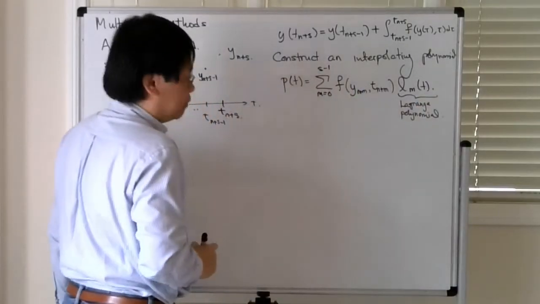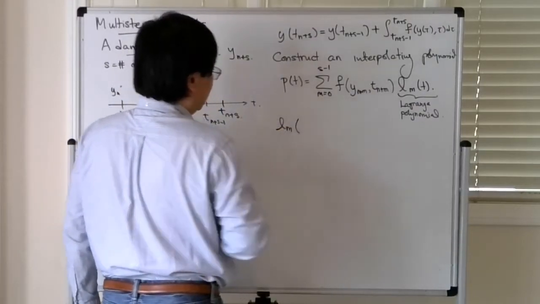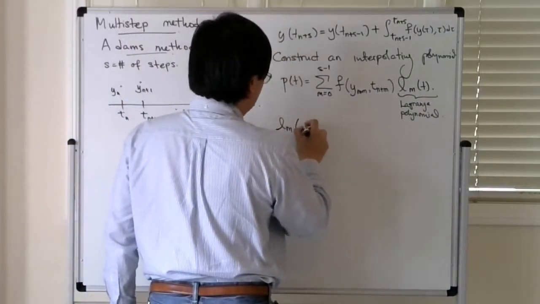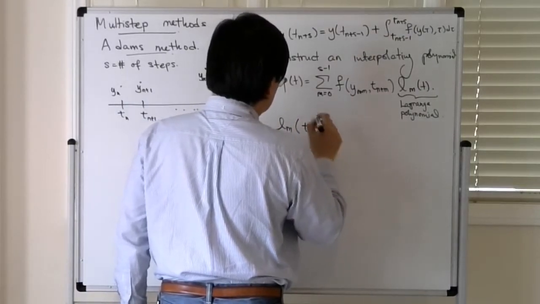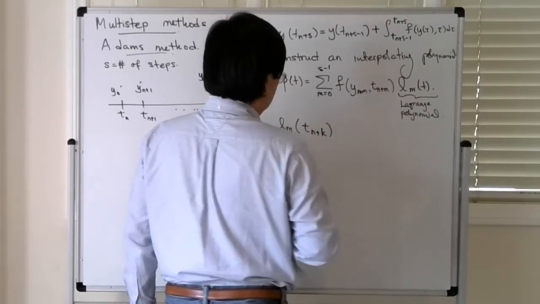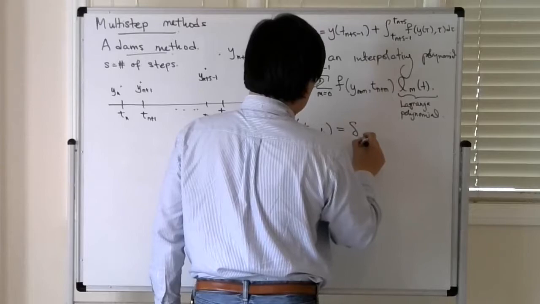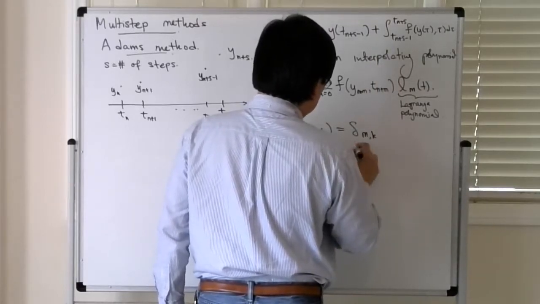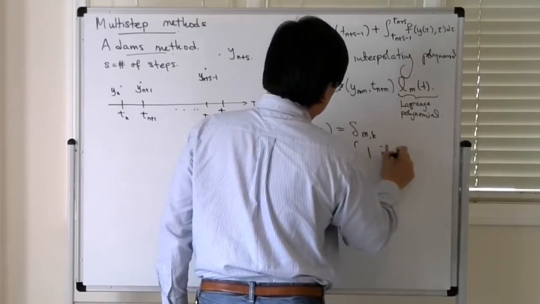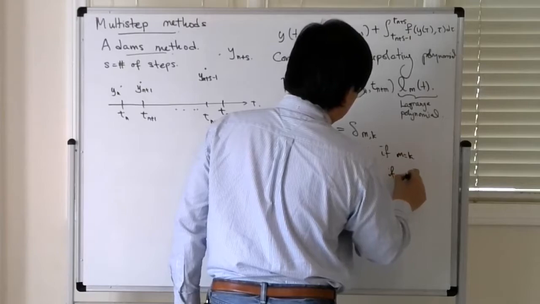And the Lagrange polynomials are defined in terms of this Kronecker delta property: L_m evaluated at t_{n+k} has the property that it is the Kronecker delta between m and k. So this means that it's 1 if m is equal to k, and 0 if m is not equal to k.